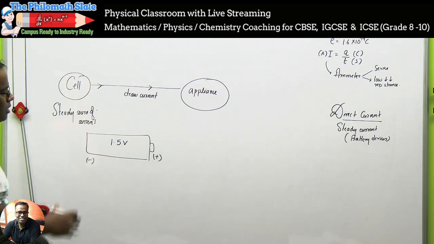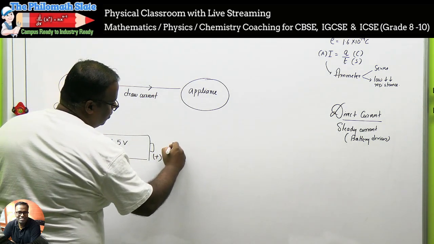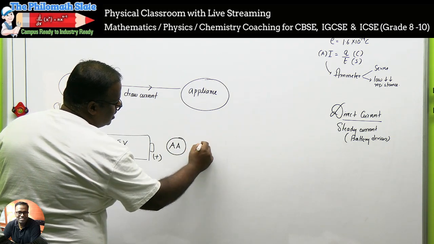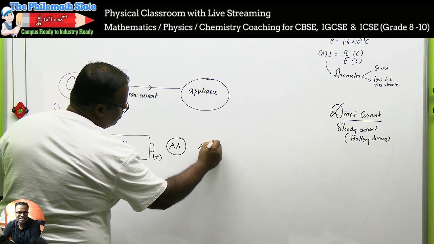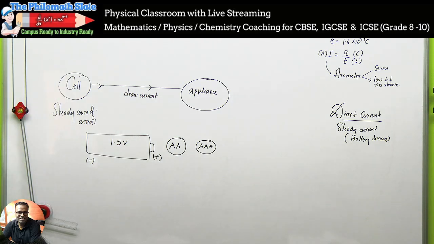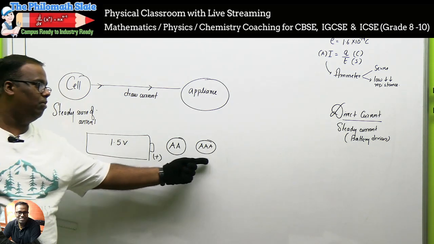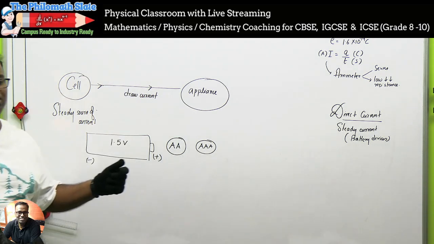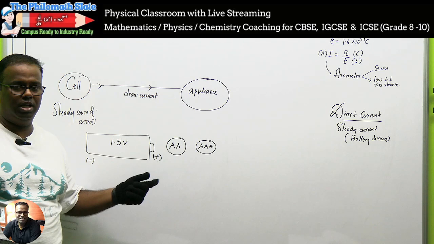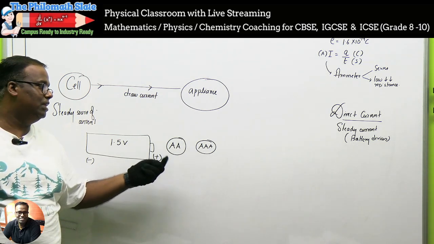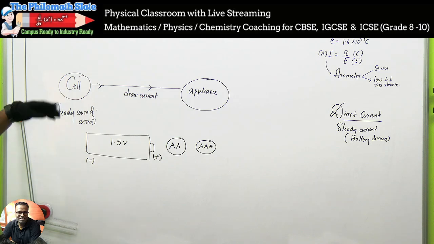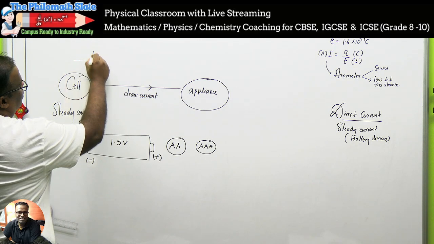The commercially available cells that we use in our watches and clocks are called AA size, and the remotes use something called AAA. You have 4A also, which are used in stylus pens. AAA is the thinner one, AA is the normal one that is there in the clock. And then you have lithium cells also. So a steady source of current is always a cell, and each cell is denoted in this particular format.